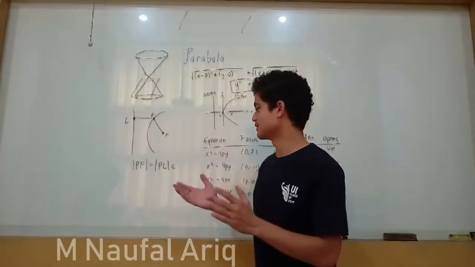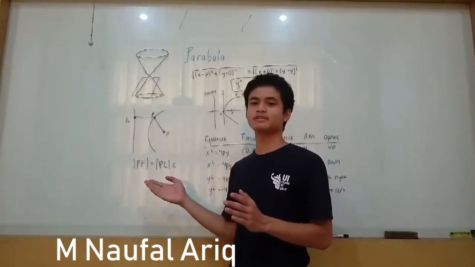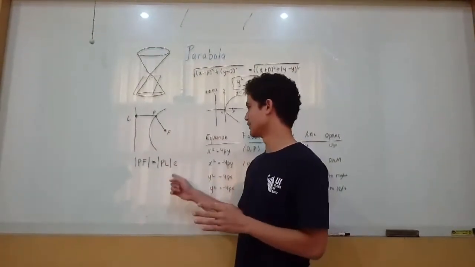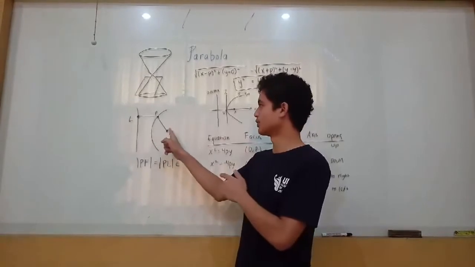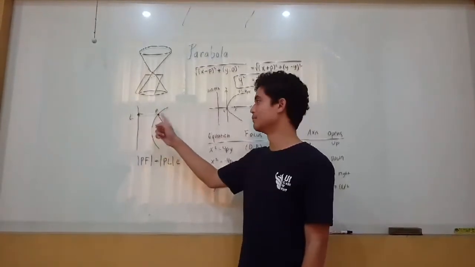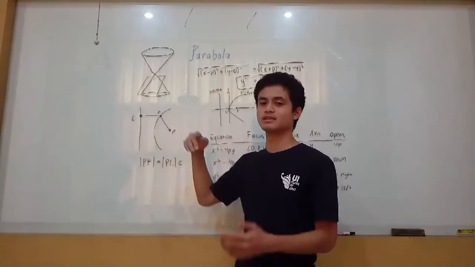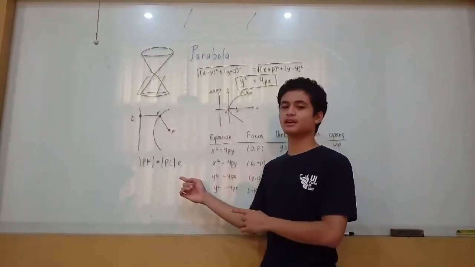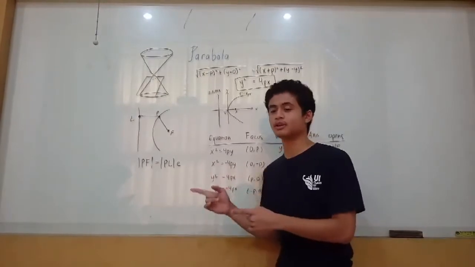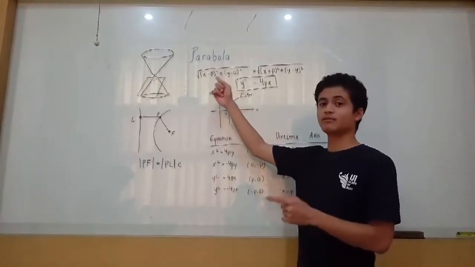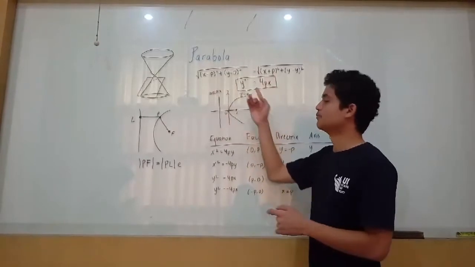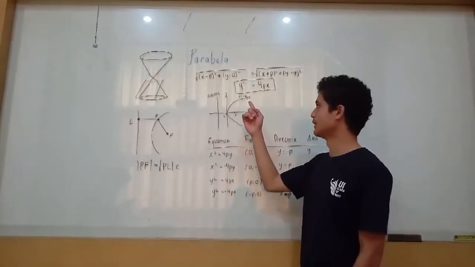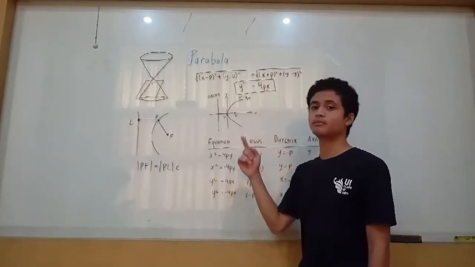We have the same equation as ellipse and hyperbola, but in a parabola the e is 1, which means the distance from the focus point to the point P and from the point P to the directrix is the same length. From this we can create another formula, which is relatively long, but is now simplified into this formula, which we know is y squared equals 4px.